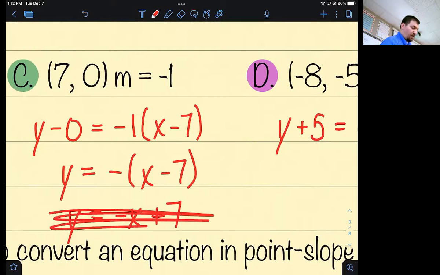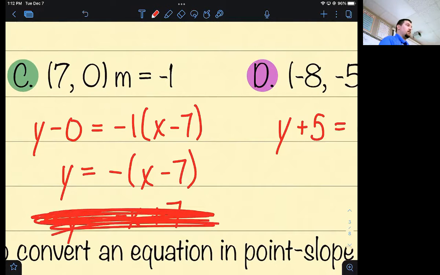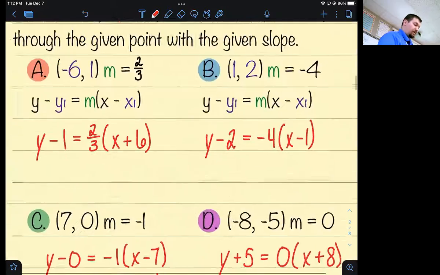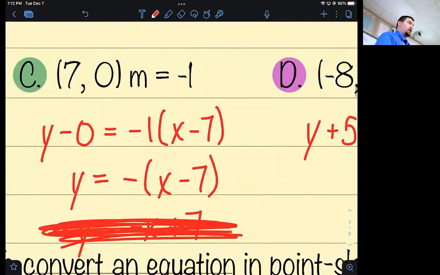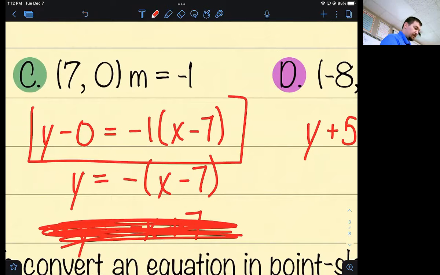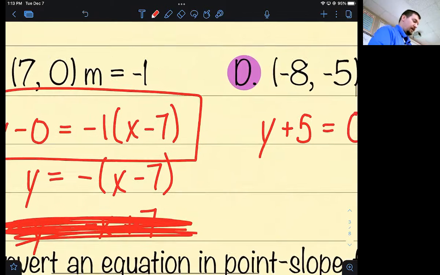I do not want that when I'm asking you to write it in point slope form. If I ask you for the point slope form and you give me the slope intercept form, that tells me you don't know the difference. Just need this. Or if you wanted to take the 0 off, I would be okay with that.